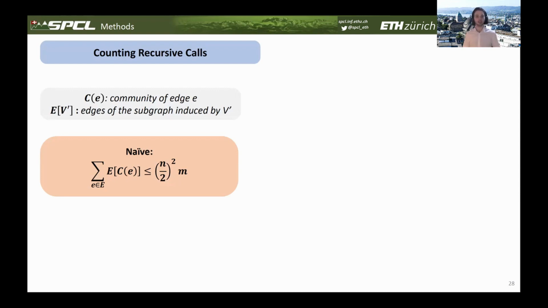Next, I will give you some insight into the analysis of the pruning rule. I will be comparing it with the more naive way of doing the recursion, where we iterate over all of the edges and recurse on the subgraph induced by the community of this edge. What I will be comparing is the total size of the subgraphs that we recurse on, so more specifically, the number of edges in those subgraphs. In the naive case, this means that we are summing over all of the edges, and then we have as many edges as are in the subgraph induced by the community of the edge. And this is upper bounded by (n/2)^2 times n.